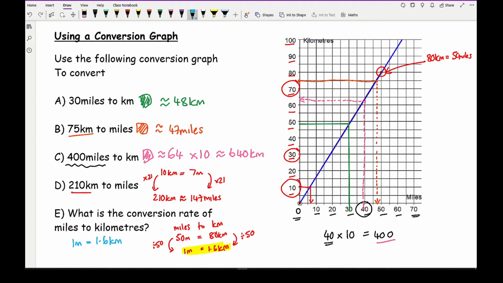Now, if the question was reversed, let's say it was kilometers to miles, then what I would do is use one distinct point. I know that 80 kilometers is equal to 50 miles. So if I want to get 1 kilometer, think to yourself, what do I have to do to get from 80 to 1 by multiplying and dividing? I'm going to have to divide by 80. So if I do 50 divided by 80 on my calculator, I get an answer of 0.625 miles. So that would be the conversion rate of kilometers to miles. So it's always important that you read the question carefully.